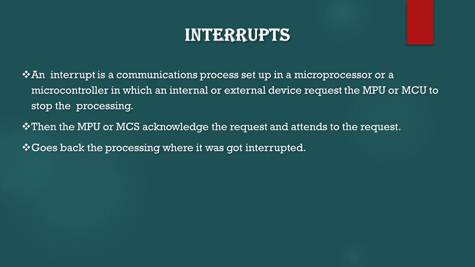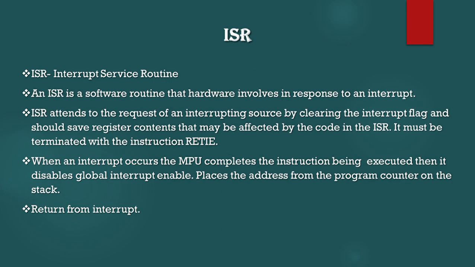Interrupts. An interrupt is a communication process set up in a microprocessor or a microcontroller in which an external device requests the microprocessor or microcontroller to stop the processing. For an interrupt, we have the interrupt service routine. An ISR is a software routine that hardware invokes in response to an interrupt. When an interrupt occurs, the microprocessor completes the instruction being executed, then it disables global interrupt enable, and places the address from the program counter on the stack.